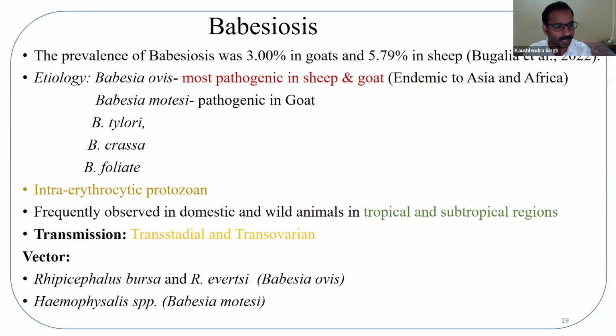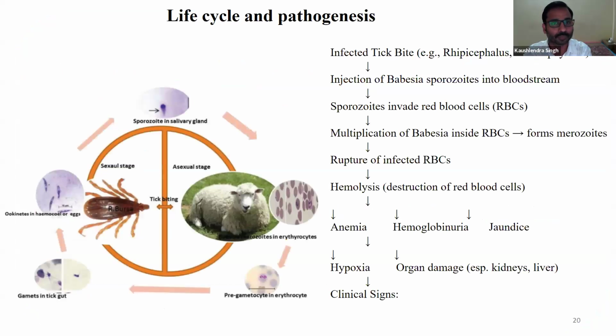intraerythrocytic protozoa, frequently observed in domestic and wild animals in tropical and subtropical regions. The transmission in case of babesiosis is both transstadial and transovarian transmission. Come to the vector: Rhipicephalus microplus and Rhipicephalus annulatus transmit Babesia bovis, and Haemaphysalis species transmit Babesia motasi. Come to the life cycle and pathogenesis.